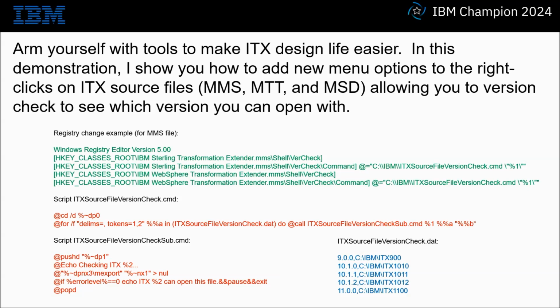Highlighted in green, you can see some of the registry changes I make to make the MMS work, and in red, two of the scripts that I'm calling, source file check and source file check sub. In blue, I have my .dat file, which has details of each version in plain text, as well as the directory that you will find that version in.